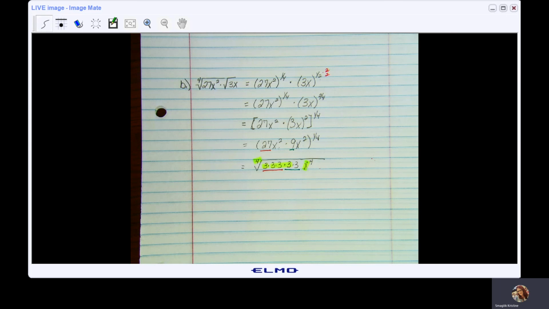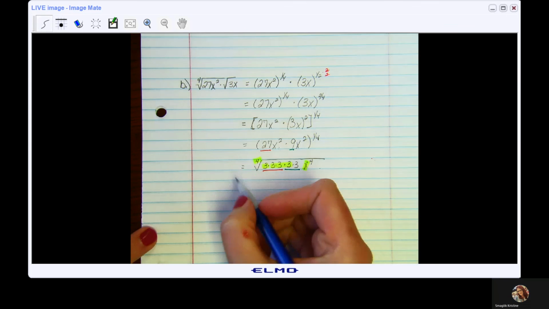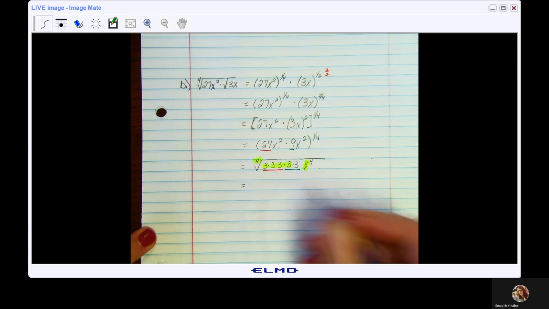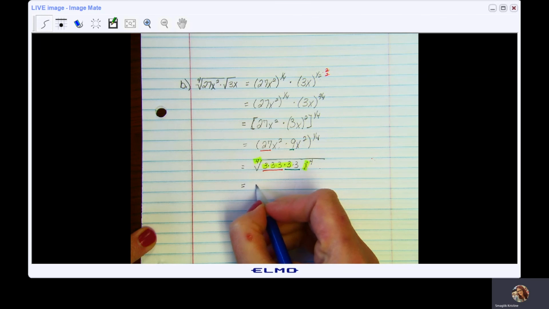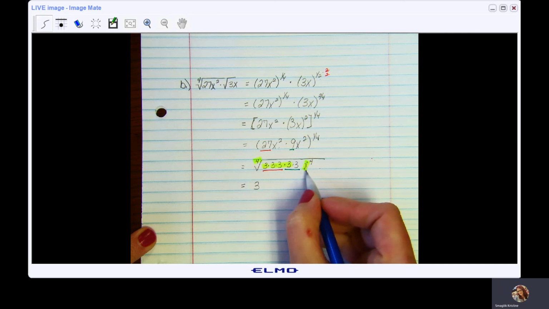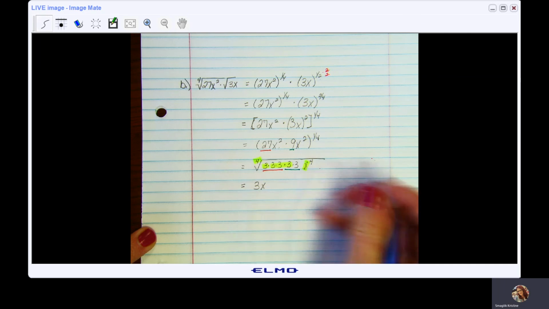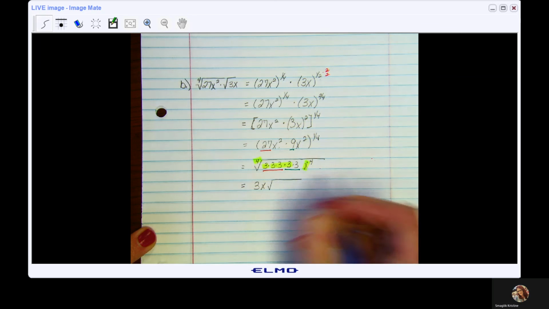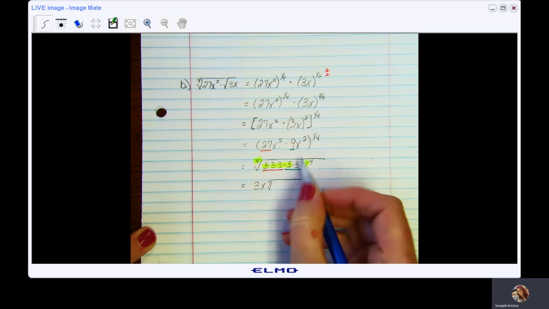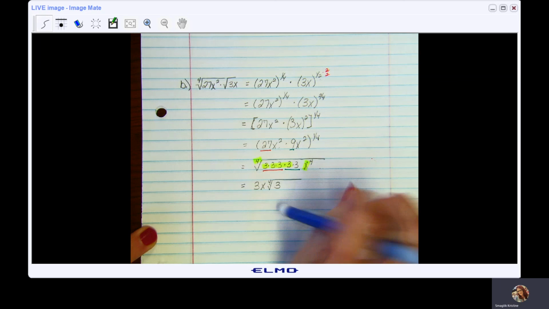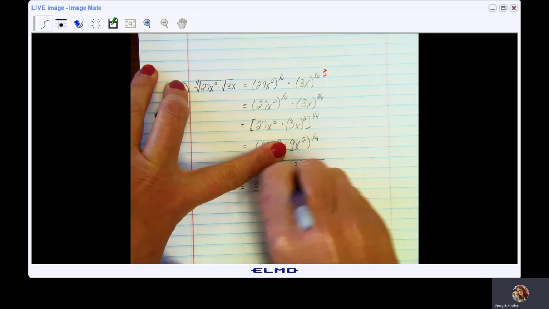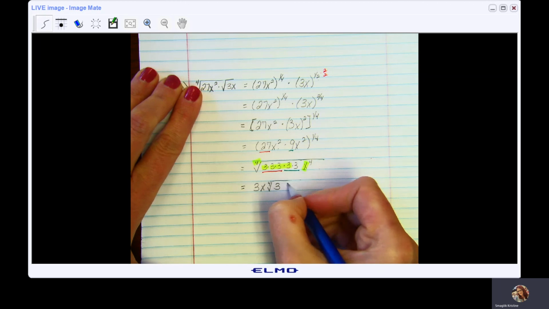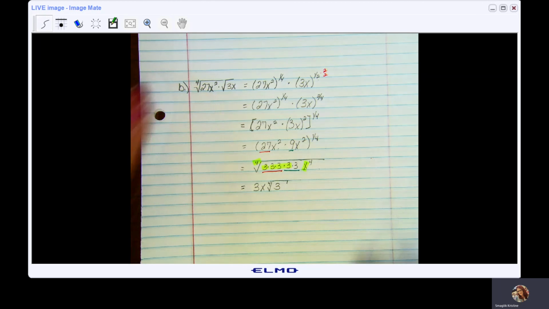So when I simplify this, I can take out a 3, and I can take out the x. And what is left is a 3 under the radical. I guess I didn't need to draw my radicals so far. So here's our final answer: 3x times the 4th root of 3.